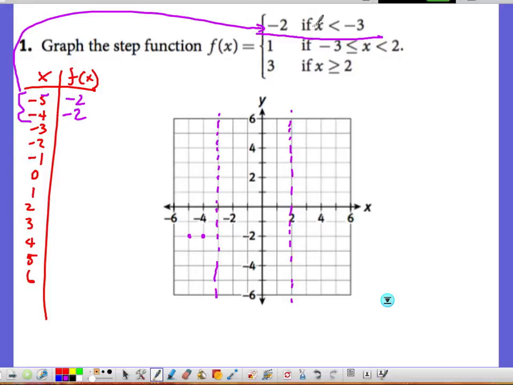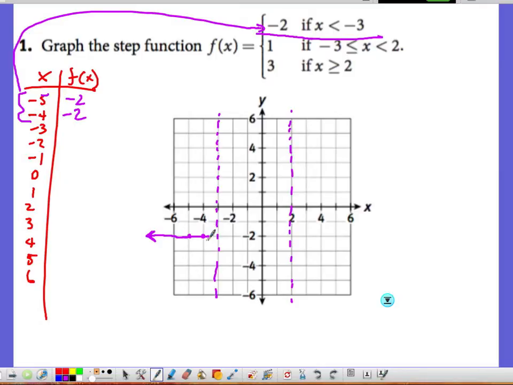Now notice that these are going to be the same points at -2. This is actually going to be a horizontal line, and it's going to continue like this for all x values less than -3, which means it keeps on going and going to the left. The way to represent that is by using an arrow. Here, x is less than -3, and all these numbers to the left are less than -3.